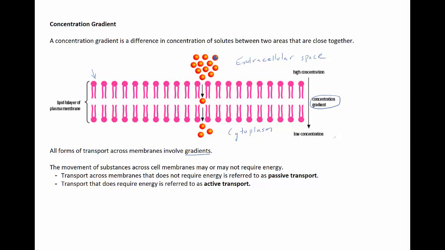The movement of substances across cell membranes may or may not require energy, and you're going to be learning about two different categories of transport across membranes. These are passive transport and active transport. So the transport or the movement of substances across a cell membrane that does not require energy is referred to as passive transport. And transport that does require energy is referred to as active transport. And we're going to be looking at these two specific types of transport in more detail.